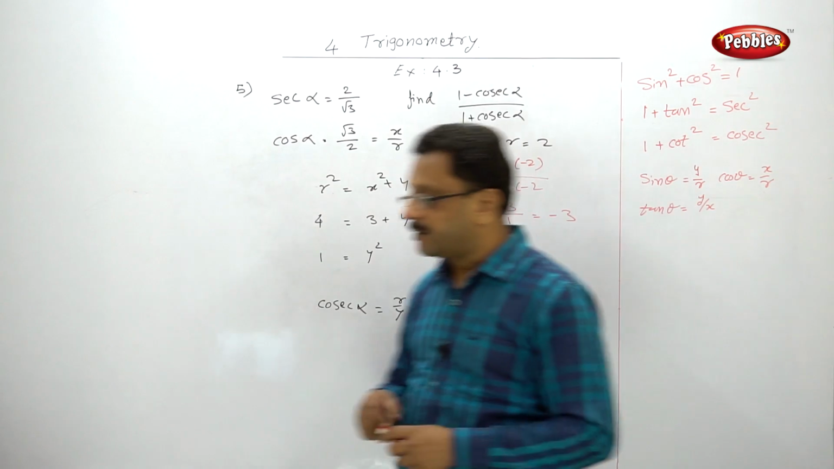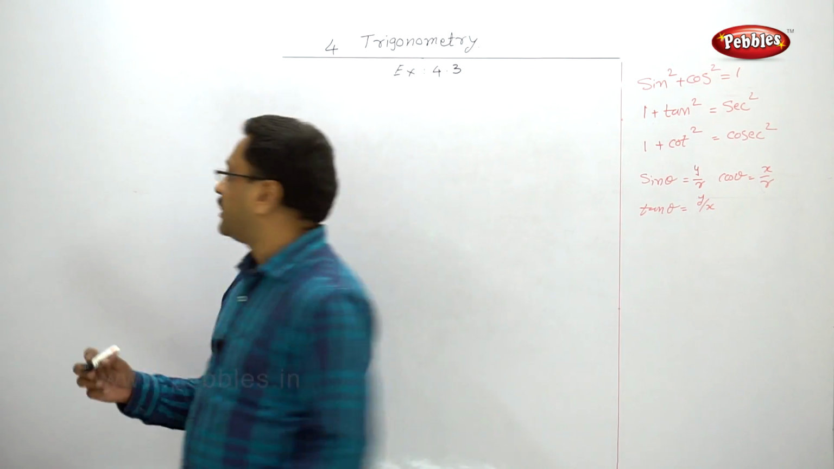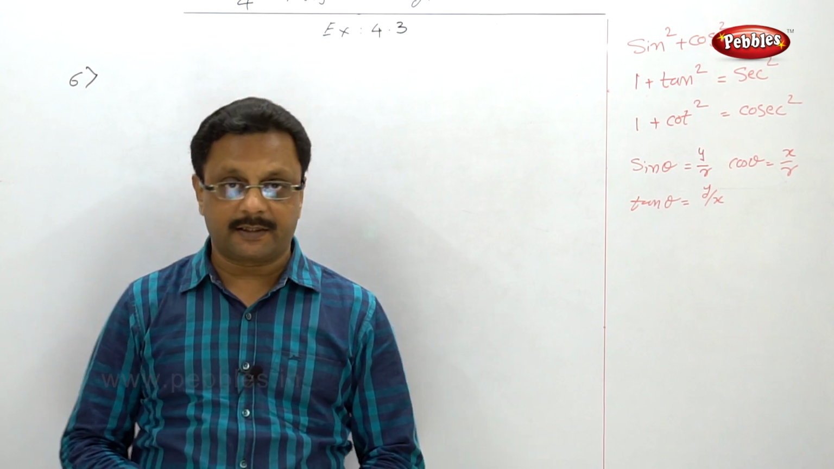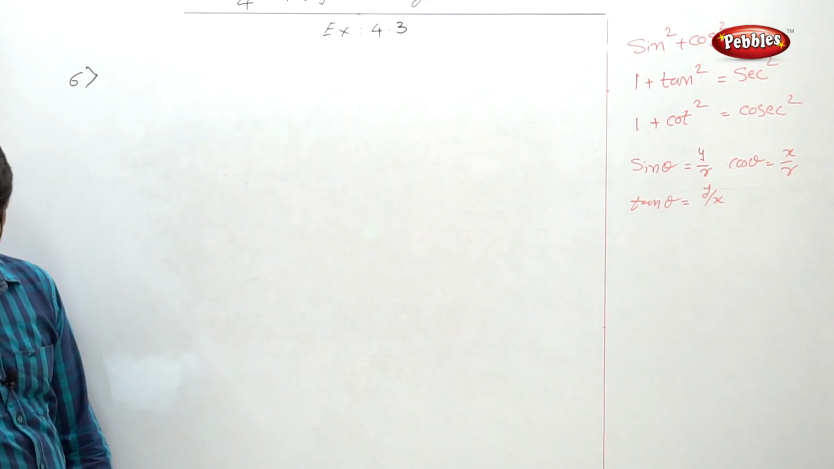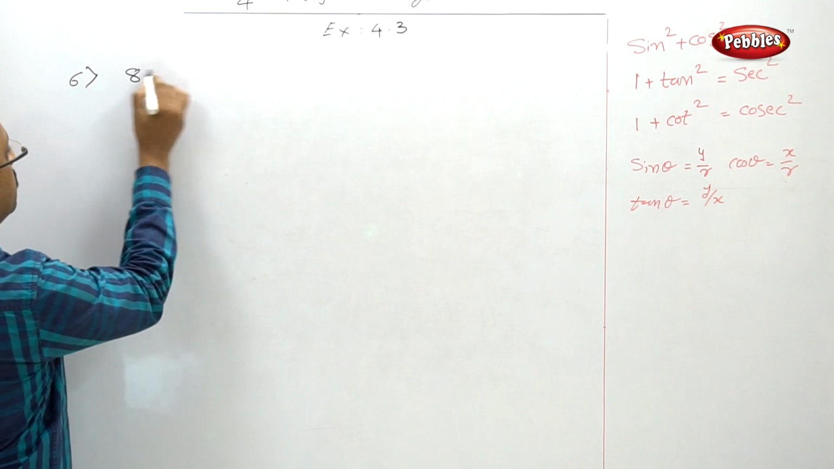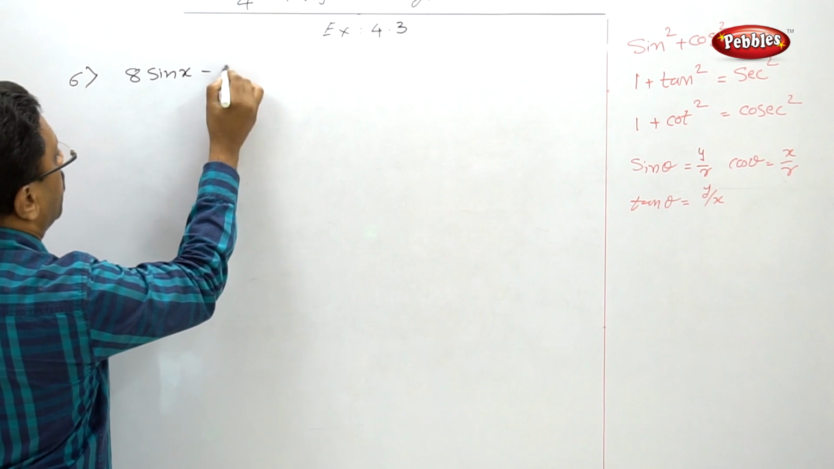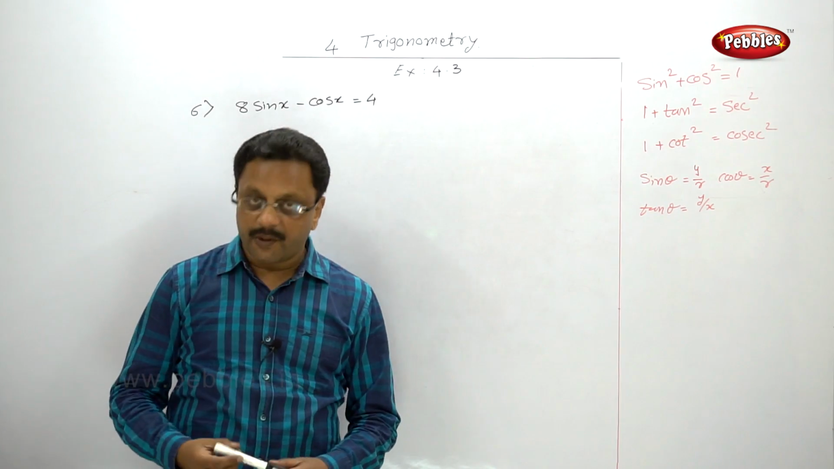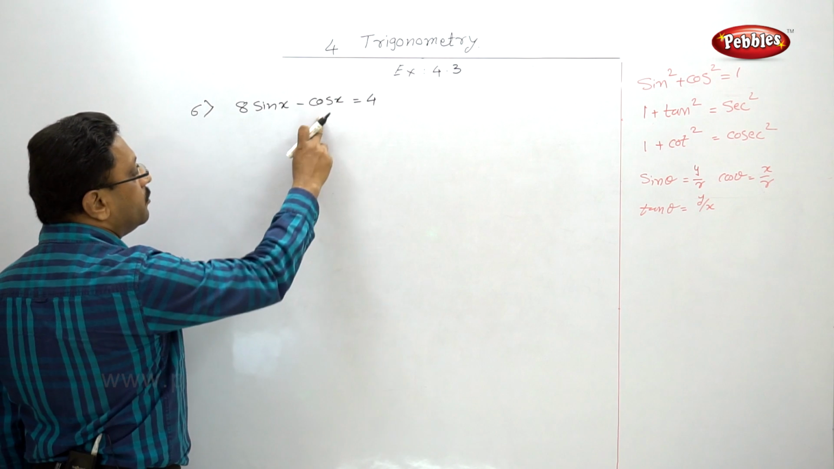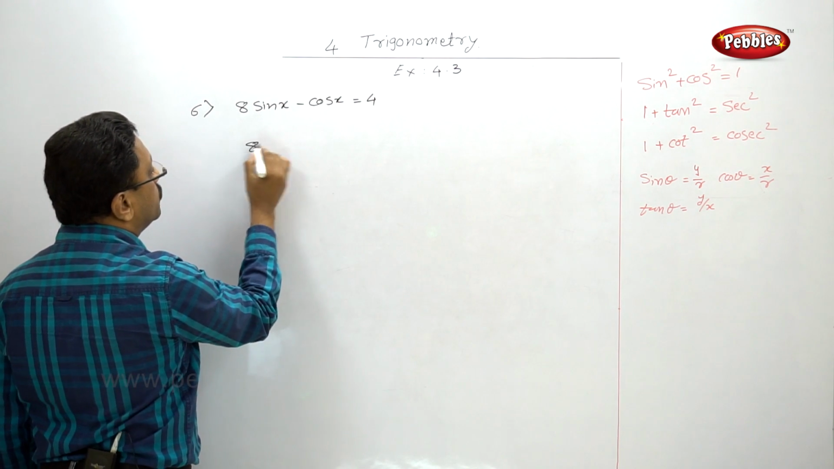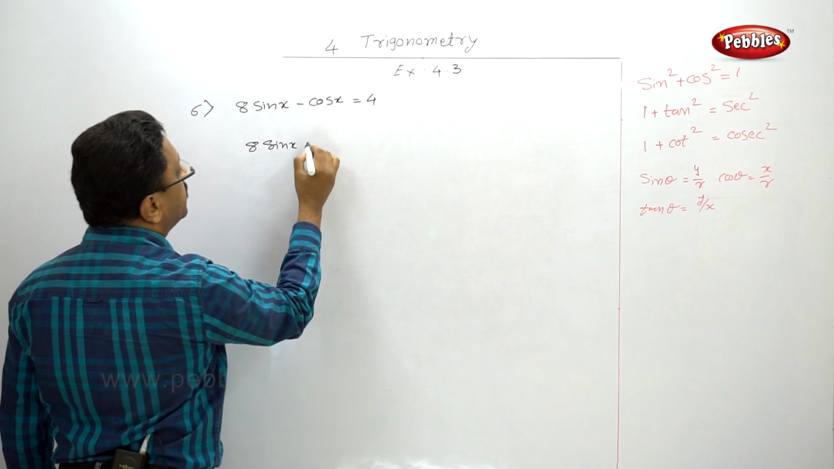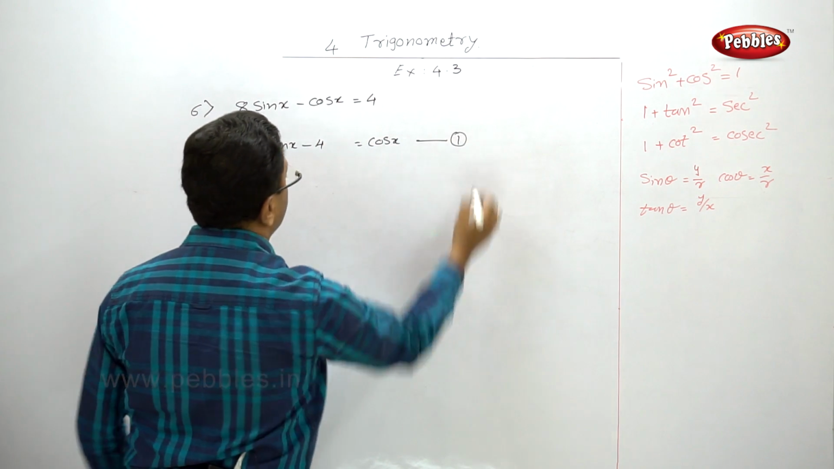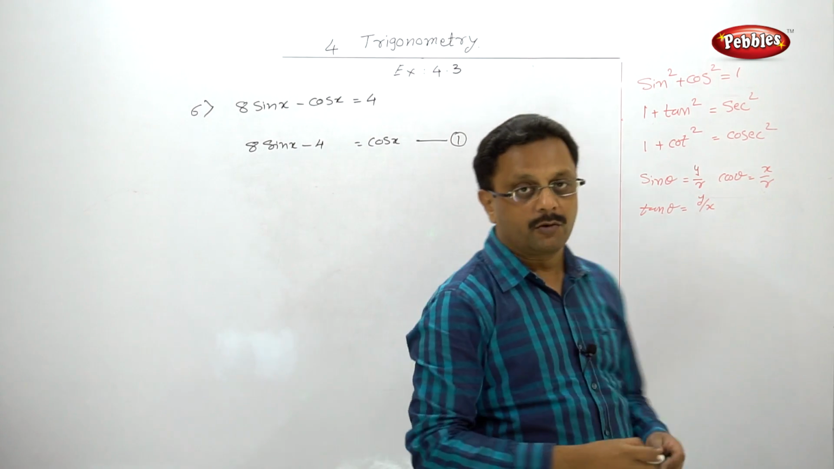Let us see the next example. Example number 6. Find the possible value of sin x if 8 sin x minus cos x is equal to 4. So first rearrange it. I'll take cos there and 4 here. So 8 sin x minus 4 is equal to cos x. This is the first equation you got.